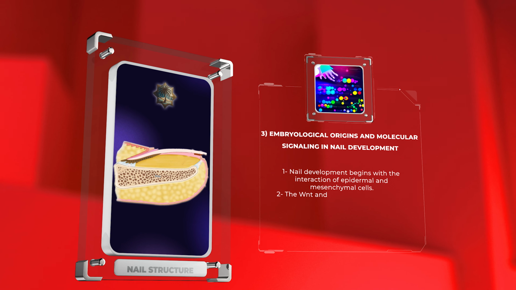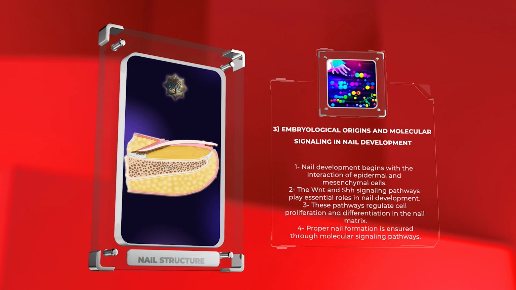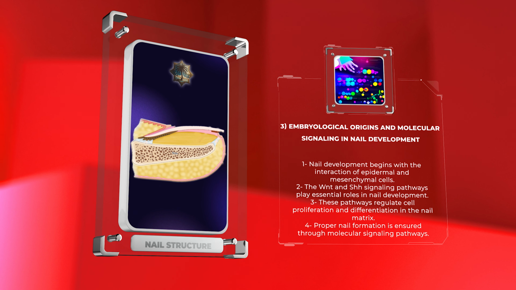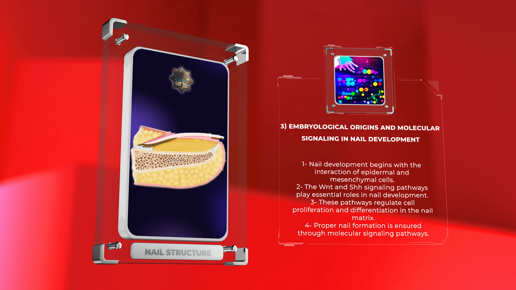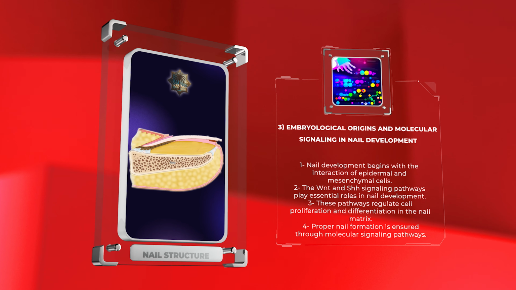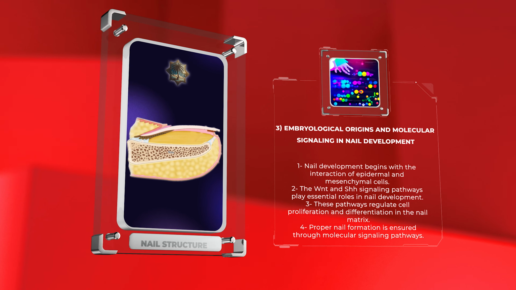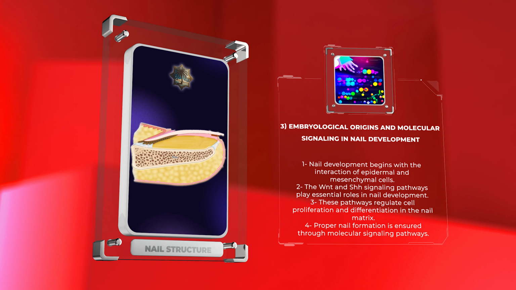During embryogenesis, the formation of the nail begins with the interaction of the epidermal and mesenchymal cells in the developing limb bud. The epithelium thickens and forms the nail field, which eventually gives rise to the nail plate. Molecular signaling pathways, such as the WNT and SHH signaling pathways, play essential roles in nail development. These pathways regulate the proliferation and differentiation of cells in the nail matrix, ensuring proper nail formation.